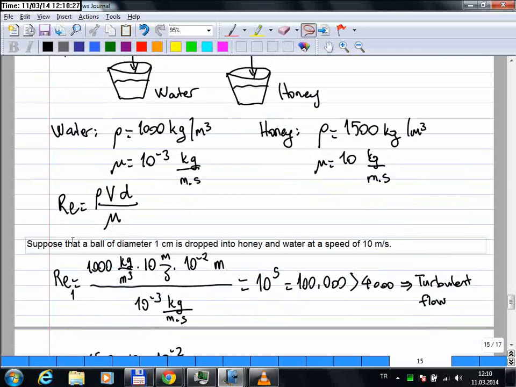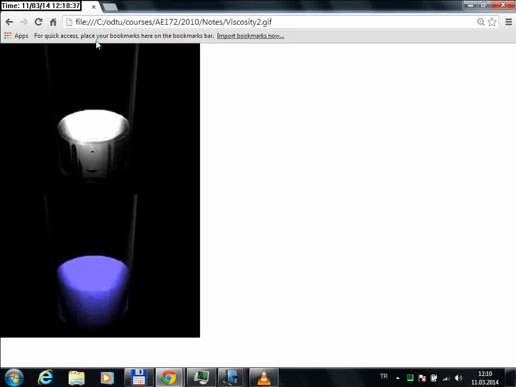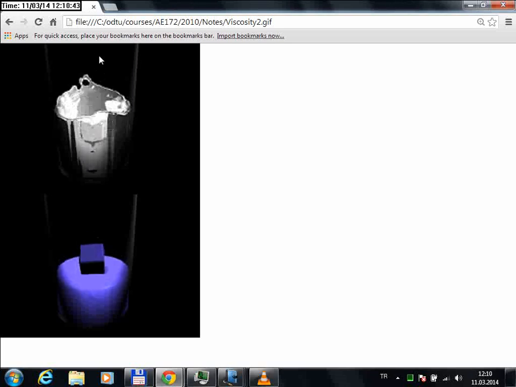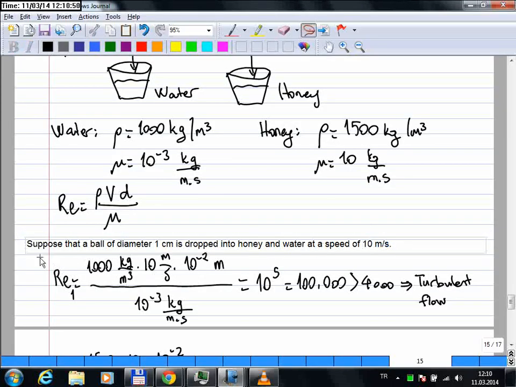In the first case, let's assume that a ball of diameter 1 centimeter is dropped into honey and water at a speed of 10 meters per second. So this is the speed of this object. The object hits the surface here, and I'm assuming that the speed at the contact instant is 10 meters per second in both cases. And I calculate the Reynolds numbers.